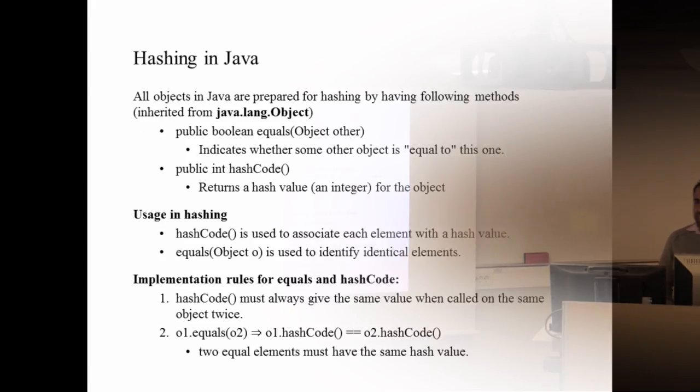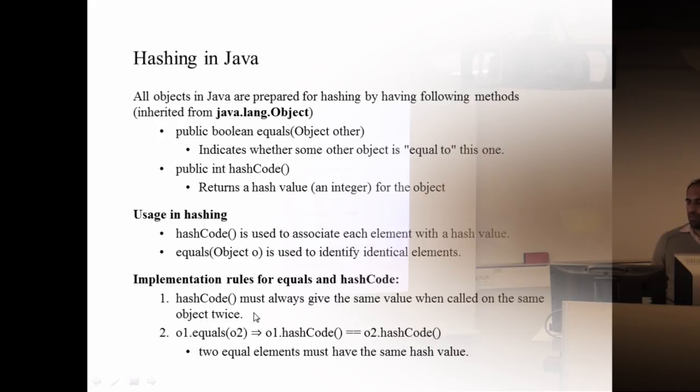And all objects in Java are already prepared for hashing. It means that the java.lang.Object class provides you with the equals method and the hashCode method. We know that Object is the super type, so all classes in Java that you define or create will have these two methods. How can we use these two methods for hashing? We can use the hash code to find out the hash value, and we can use the equals method to find out if two objects are identical or not.